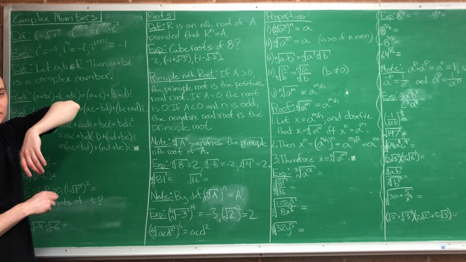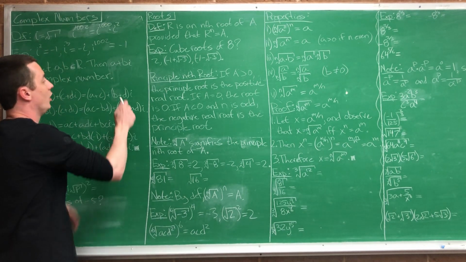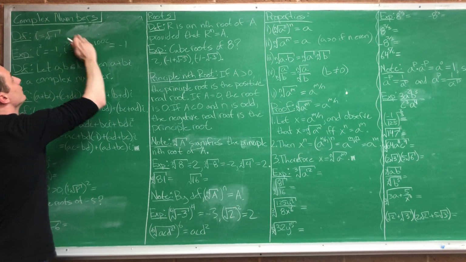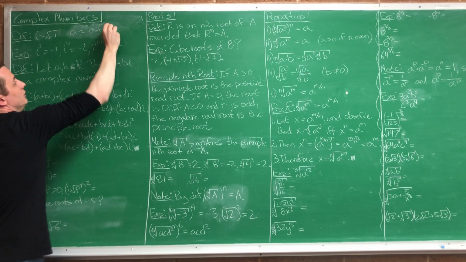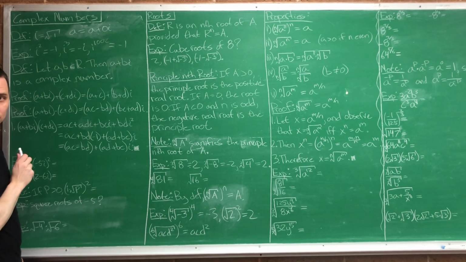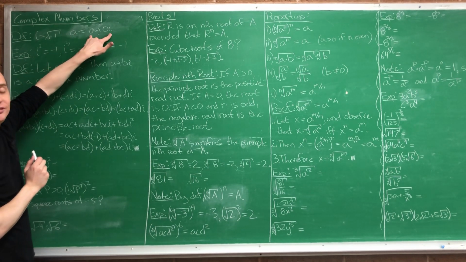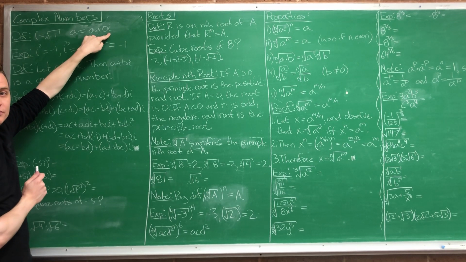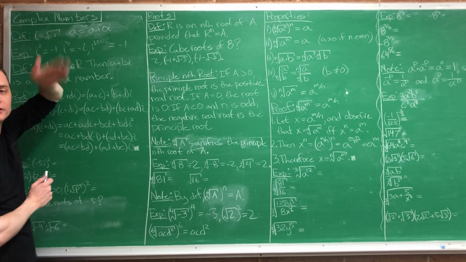You with me? Now notice that for any real number a, pick any real number a that you want, a is equal to a plus 0i, right? So a was a real number, a plus 0i is a complex number, so every real number is a complex number. So the real numbers are a subset of the complex numbers. Every real number is complex. Not every complex number is real.